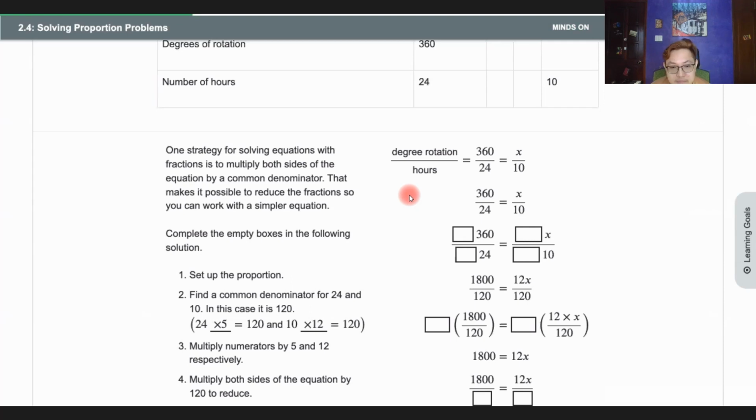Set up the proportion, find the common denominator for 24 and 10, which is 120. Multiply the numerators by 5 and 12, respectively. Multiply both sides of the equation by 120 to reduce. So you eliminate the denominator because they're the same. Then you take the 5x and the 12x and just remove the 12 out.